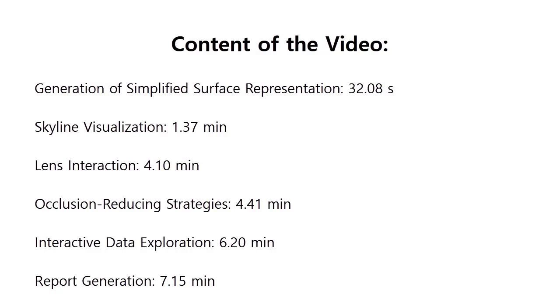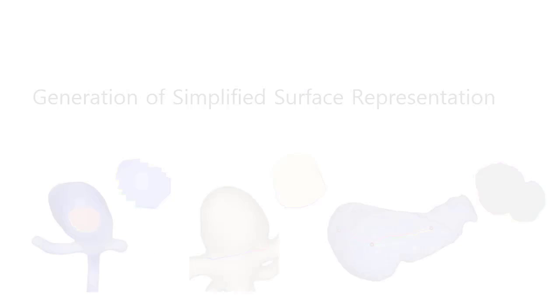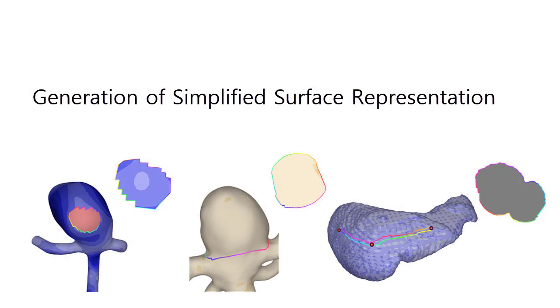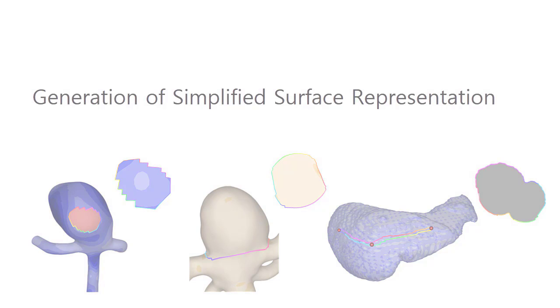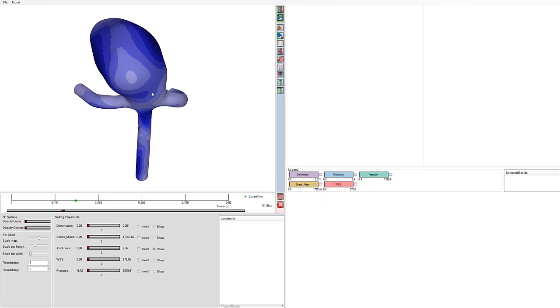Therefore, we introduce a novel Skyline Visualization to easily explore the temporal behavior of multiple scalar fields simultaneously. To generate the Skyline Visualization, the surface mesh is first parameterized. We propose 3 ways to perform this.